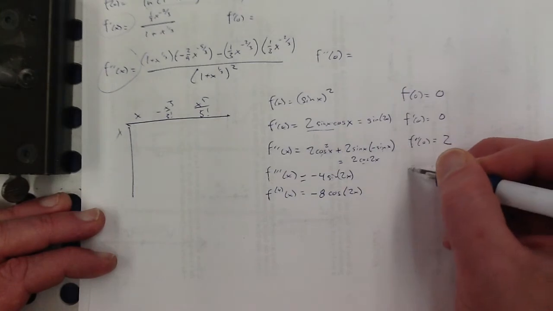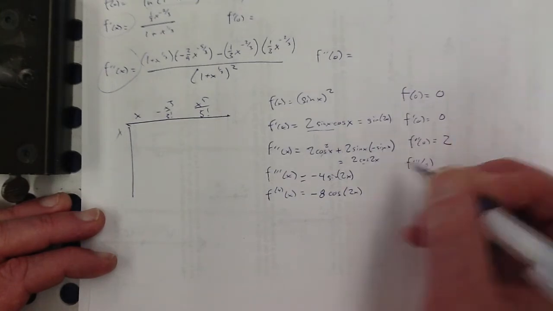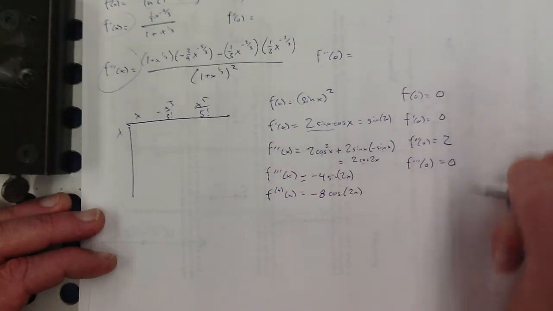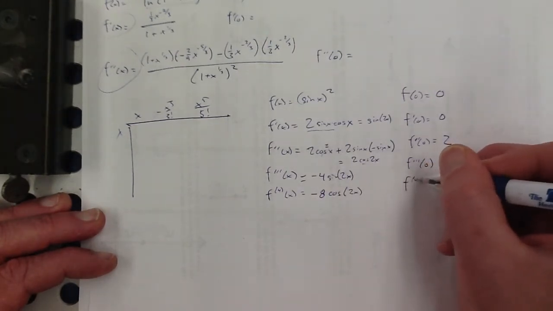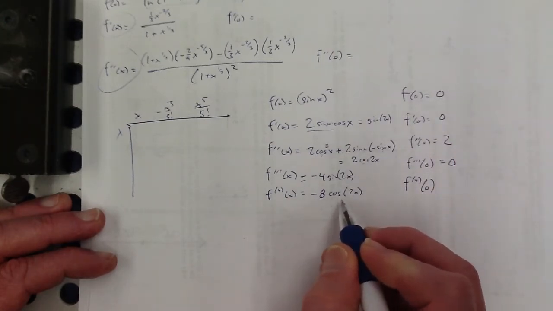And we should check in here and see what's happening. That's a sine of 0. That's going to give me another 0 there. And then the fourth derivative is going to be negative 8.